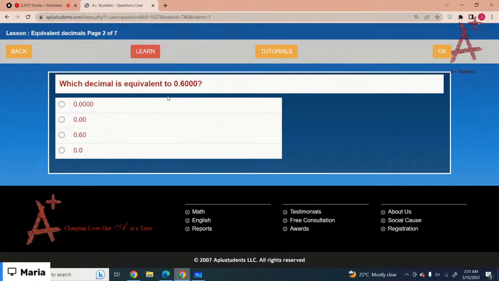Okay, which decimal is equivalent to 0.6000? So which is the correct option? Option 1, 2, 3, 4. Be careful. Which is the correct option? Yes, very good. That is equivalent to 0.60. Got it? So if you write 1 zero, no zero, or 3 zeros after the decimal, it doesn't matter. They are equivalent. Got it?